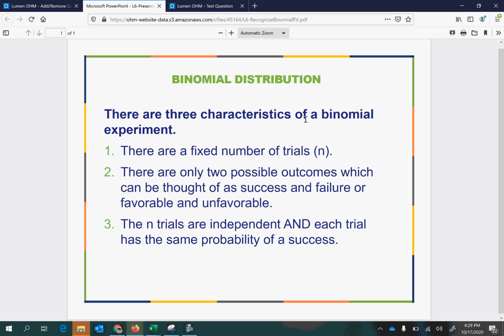There are three characteristics of a binomial experiment. One is that there are a fixed number of trials, n. There are only two possible outcomes, which can be thought of as success and failure, or possibly viewed as favorable and unfavorable. The third requirement is that the n trials are independent, and also that each trial has the same probability of success. So we summarize this by saying constant probability from trial to trial, the same probability of success every time.